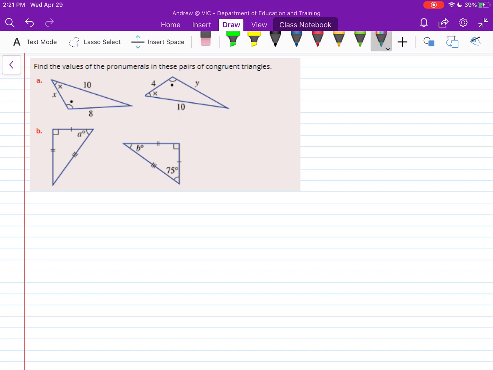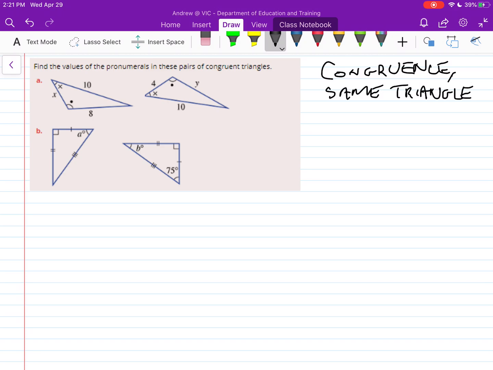First, we just need to remember congruence. Okay, so if we have congruence, that means that they're equal. Okay, they're the same triangle. So all we need to do for these examples is essentially just rotate it or flip it, just get it looking the same way as the other one. Okay, so just make sure that you are doing this.